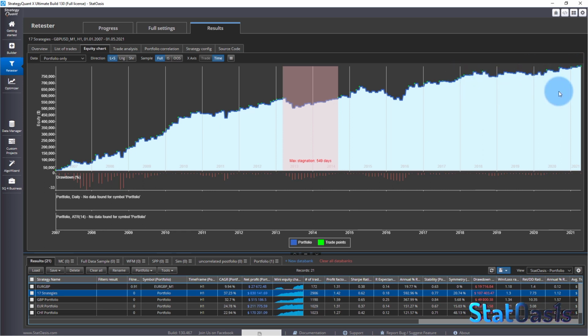We have 4 years of out of sample. And it's doing extremely well. Every year we're doing a new high, except here in 2019 we didn't do a new high. But really it's still right up there where the drawdown is really low. So this is an excellent portfolio to trade.